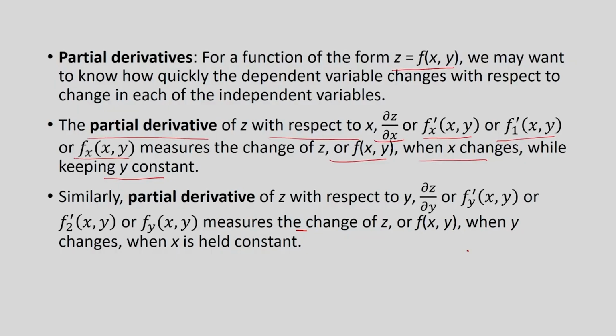So, this was the partial derivative with respect to x. Similarly, the partial derivative of z with respect to y will be denoted by ∂z/∂y, or f'_y(x, y), or f'_2(x, y), or simply f subscript y of x, y. It measures the change of z, or f of x, y, when y changes, when the first variable, that is x, is held constant.